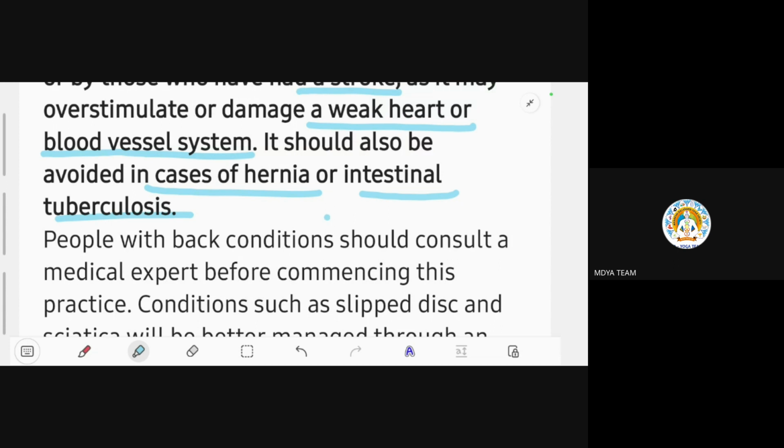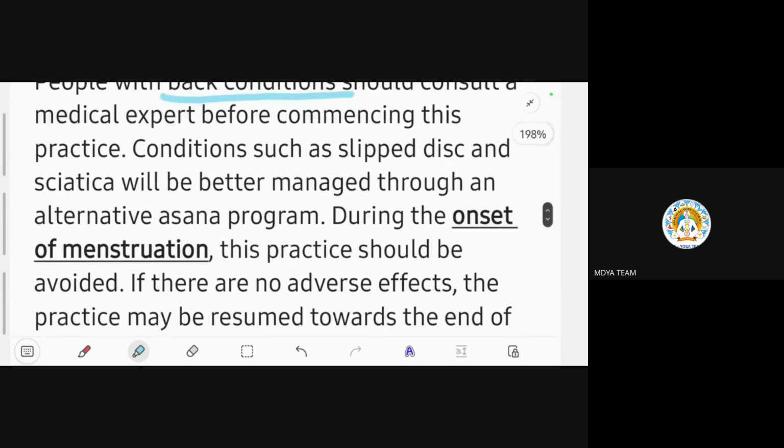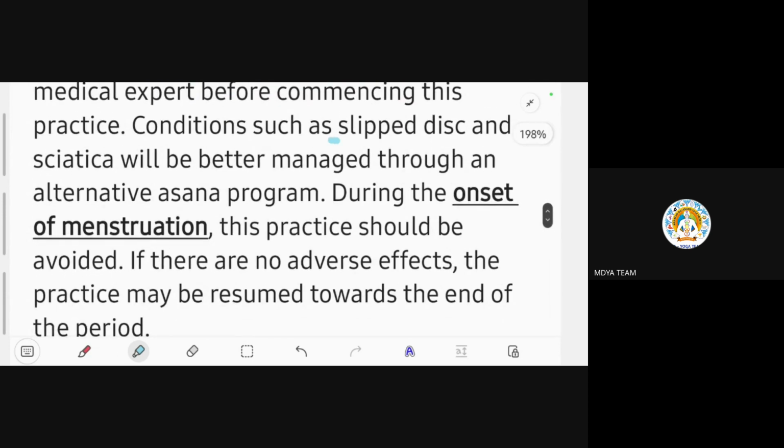And then people with back conditions, if it is acute or severe, should not practice Surya Namaskar unless recommended by the doctor. Slip disc, of course. One who has a slip disc can't even move or bend properly, so they should not practice Surya Namaskar. Then sciatica, of course. In sciatica, there are lots of asanas which you can avoid and let the other person guide.